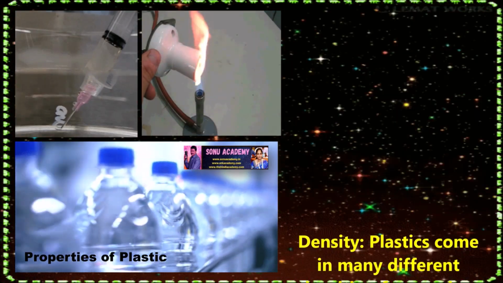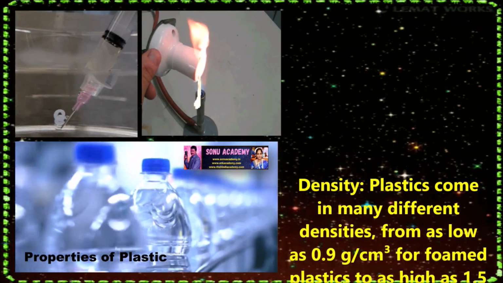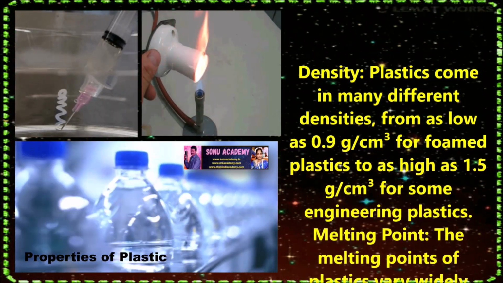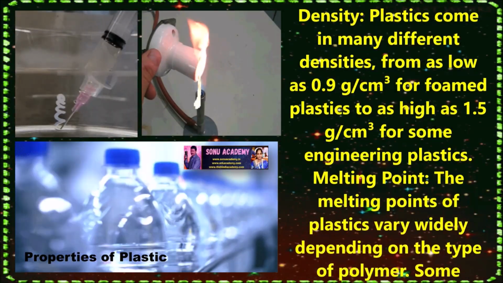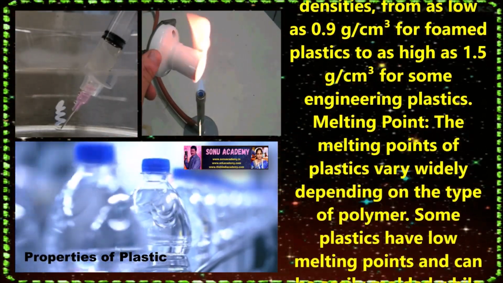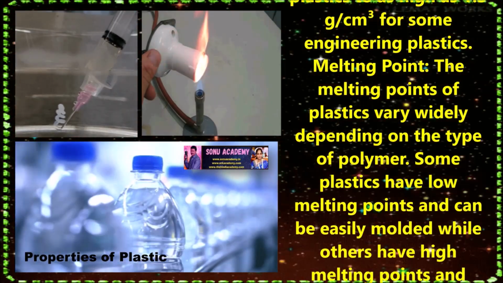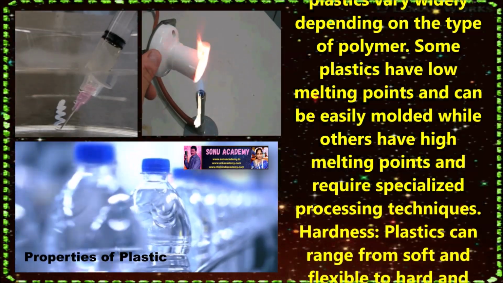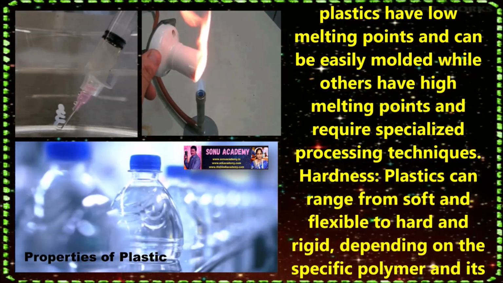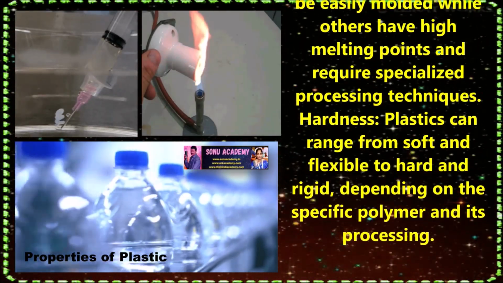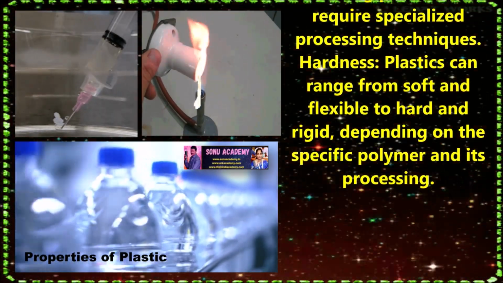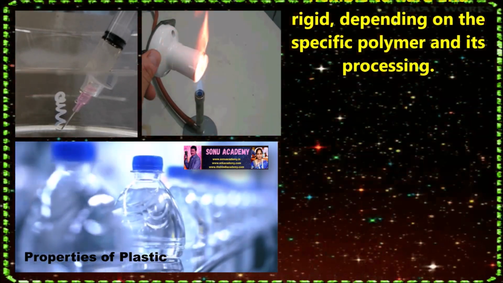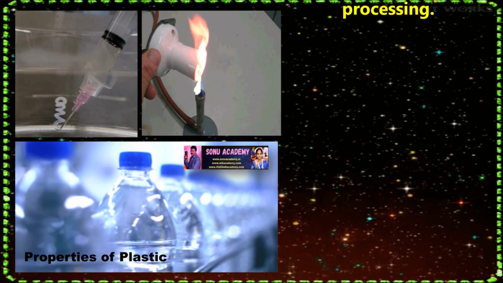Density. Plastics come in many different densities, from as low as 0.9 grams per cubic centimeter for foamed plastics to as high as 1.5 grams per cubic centimeter for some engineering plastics. Melting point. The melting point of plastics varies widely depending on the type of polymer. Some plastics have low melting points and can be easily molded, whereas others have high melting points and require specialized processing techniques. Hardness. Plastics can range from soft and flexible to hard and rigid depending on the specific polymer and its processing.